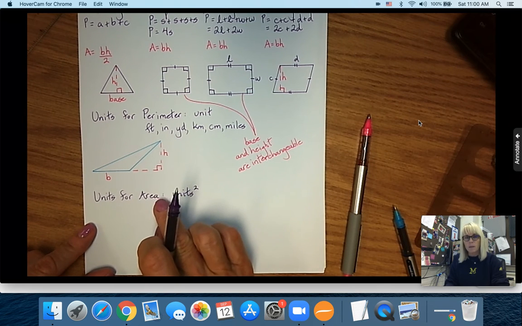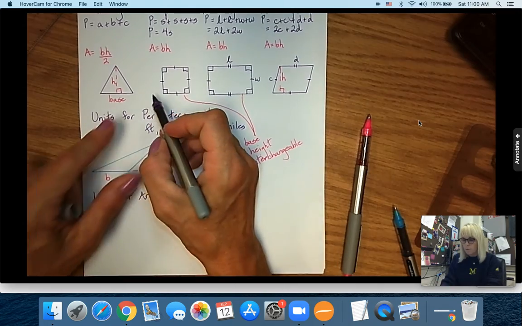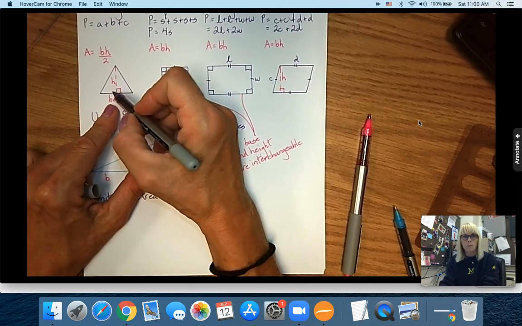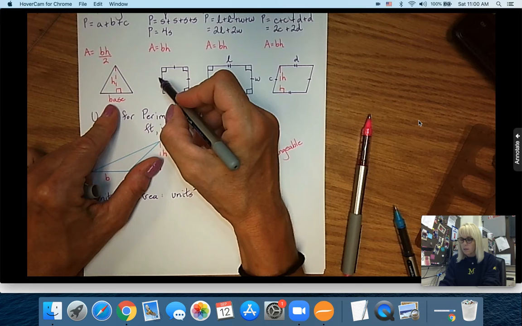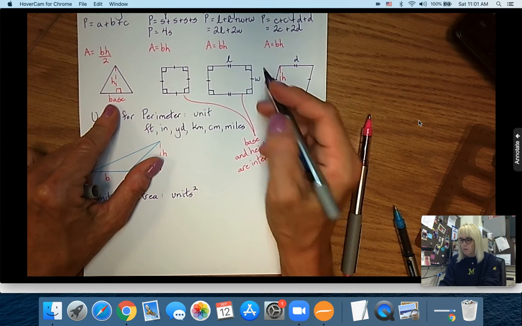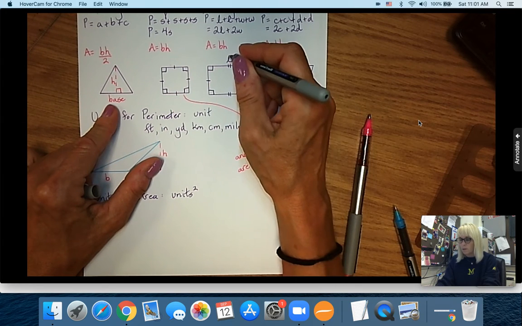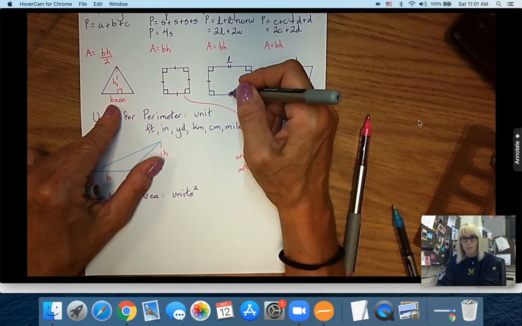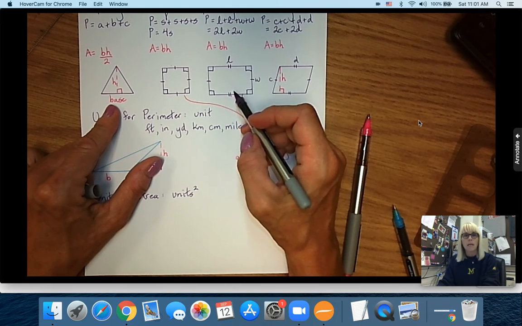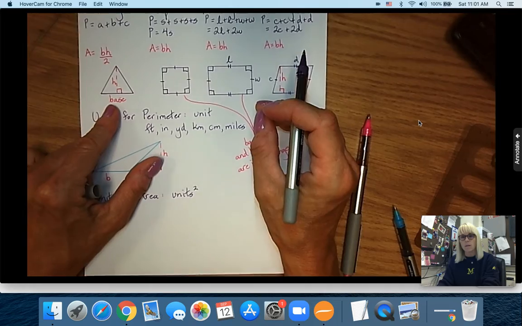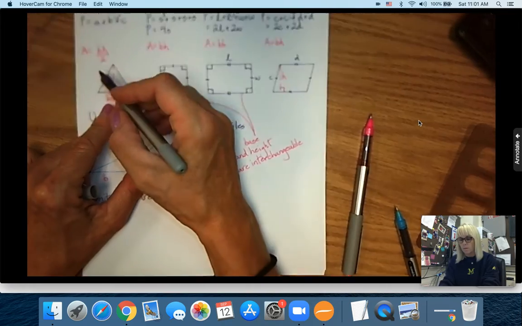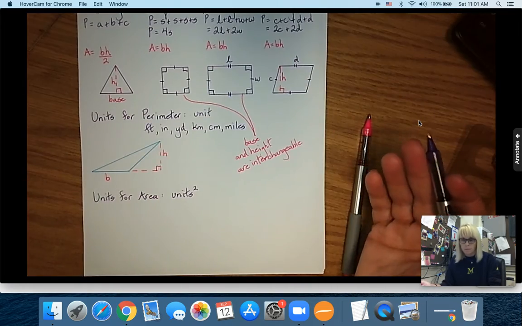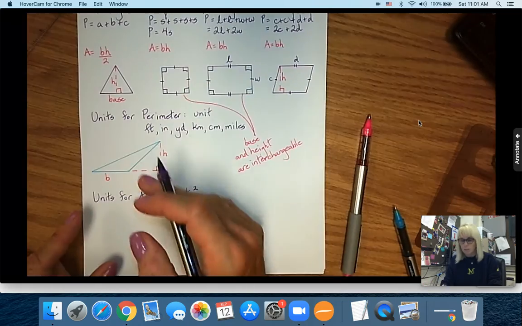Because when we are finding perimeter, for instance, we're doing feet plus feet plus feet, or yards plus yards plus yards plus yards, or kilometers plus kilometers plus kilometers plus kilometers. Say that fast, very tricky. So when we're adding units together, it just stays the same unit. Feet plus feet plus feet is feet. Yards plus yards plus yards is yards.